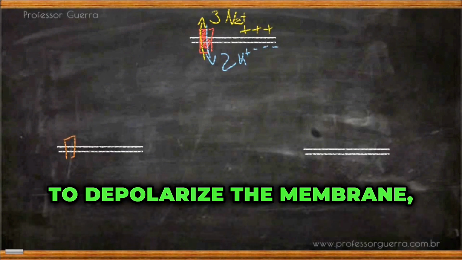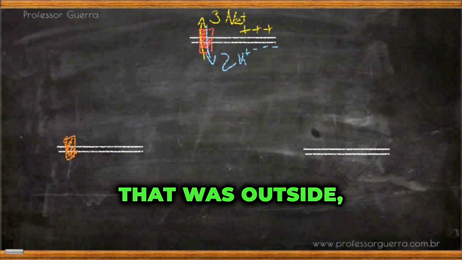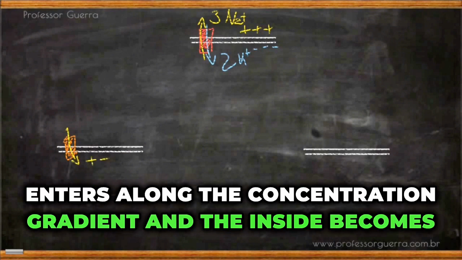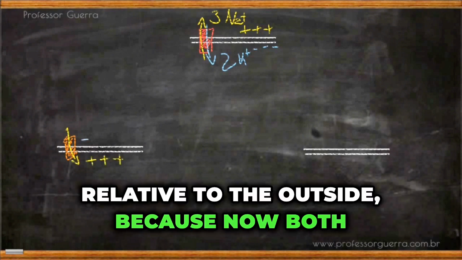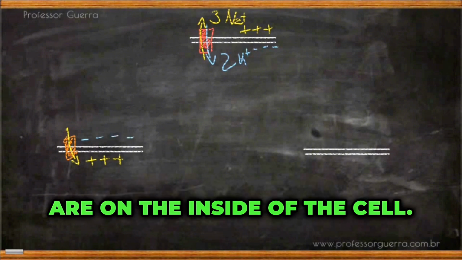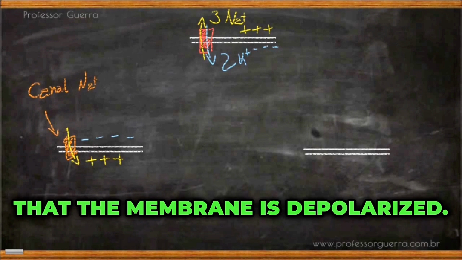To depolarize the membrane, we open a sodium channel. The sodium that was outside, eager to get in, enters along the concentration gradient, and the inside becomes positive relative to the outside because now both sodium and potassium are on the inside. So this here is a channel. We say then that the membrane is depolarized.